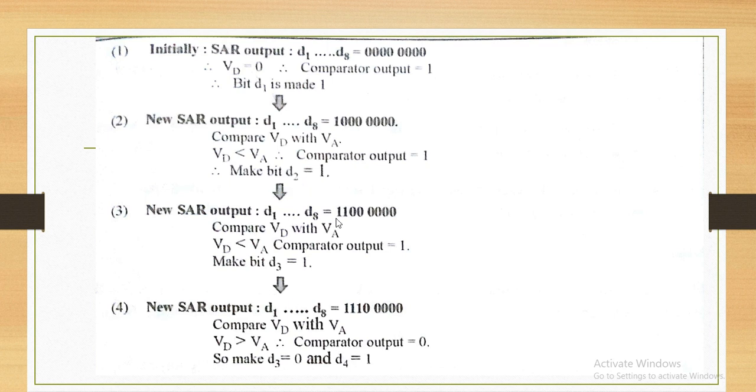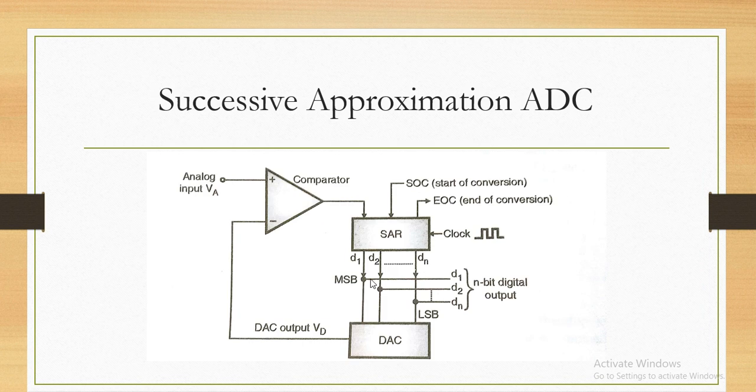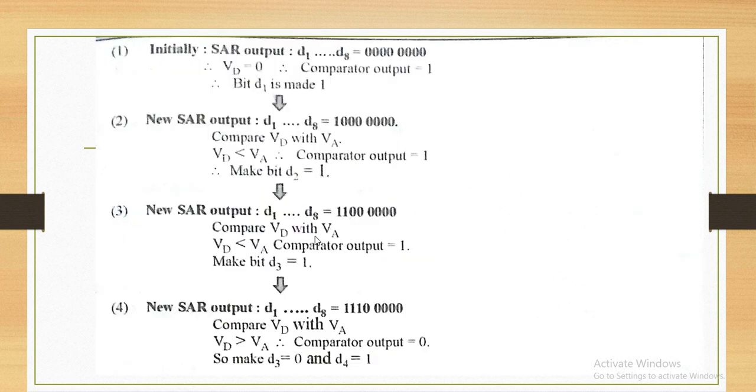So what will be the new code? The new code will be 1 1 0 0 0 0 0 0. Again that code is compared with this one, but before that it is converted into VD. Again this VD is compared with VA. Again VA is greater than this VD, so we are still not close to VA, as VD is less, which is equivalent to this code. So the comparator output will be 1 again, and again we have to make the next bit a 1. So the next code will be 1 1 1 0 0 0 0 0.